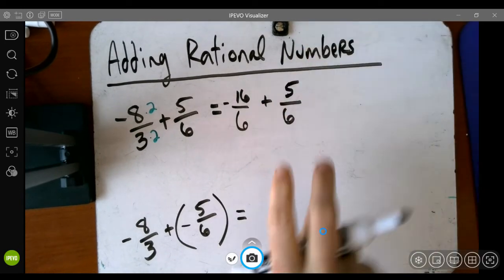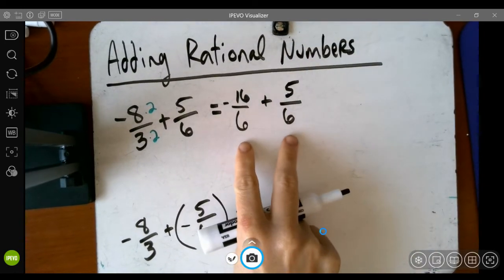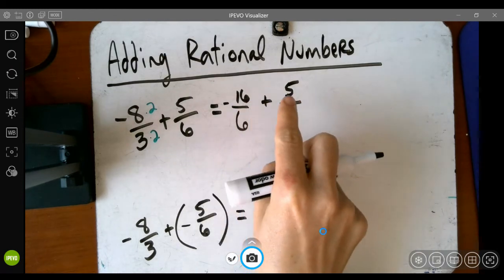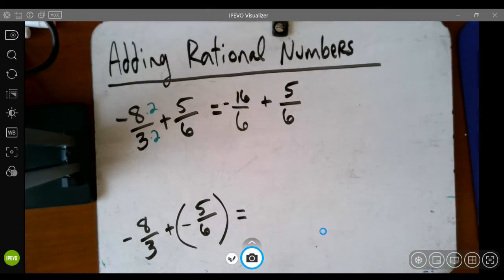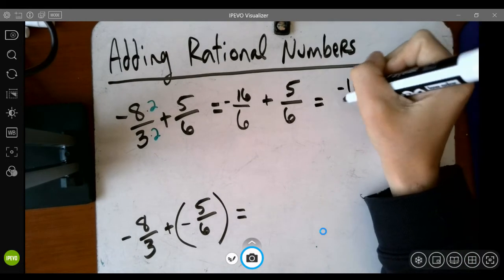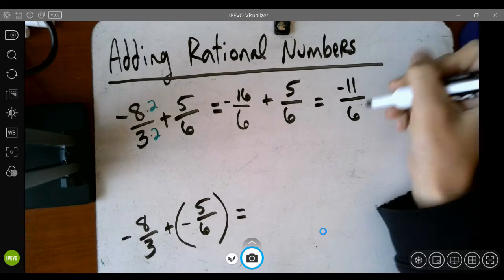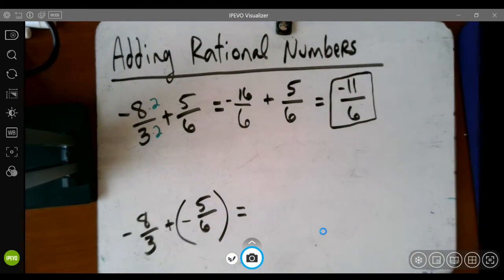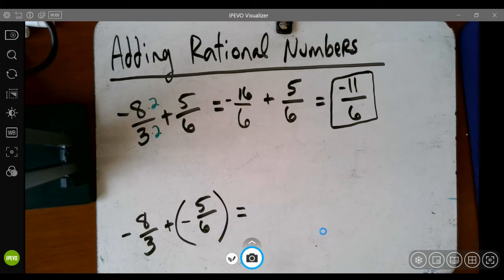Now that we have a common denominator, it's like we're adding negative 16 plus 5, and that's going to be negative 11. And then once again, we keep our denominator of 6. So our final answer will be negative 11/6.